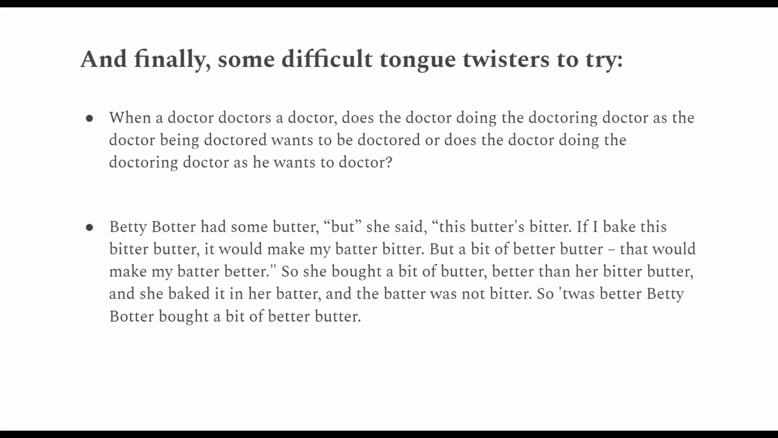Betty Botter had some butter, but she said this butter's bitter. If I bake this bitter butter, it would make my batter bitter. But a bit of better butter, that would make your batter better. So she bought a bit of butter better than her bitter butter. And she baked it in her batter, and the batter was not bitter. So that was better: Betty Botter bought a bit of better butter.